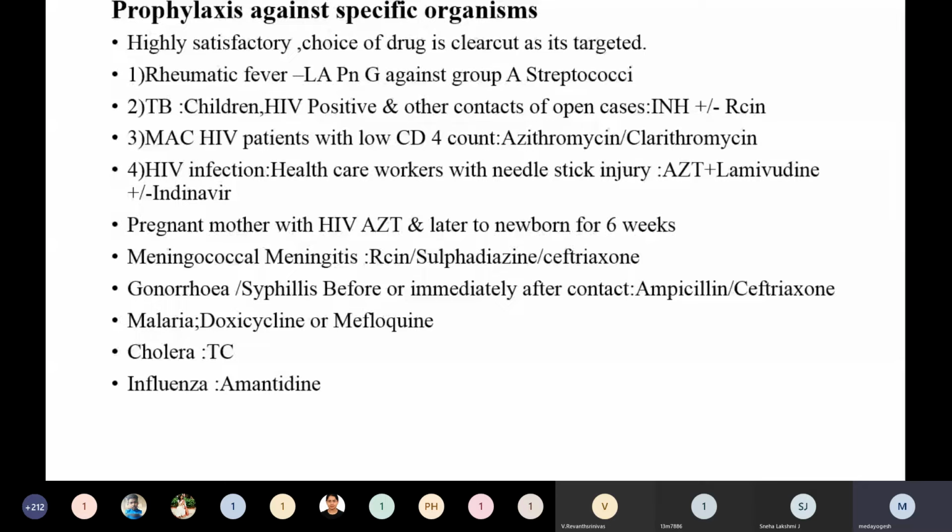A case of gonorrhea or syphilis, before or immediately after contact, we have to give ampicillin or ceftriaxone. As we know, in all endemic zones, we have to give prophylactic treatment for malaria with either doxycycline or mefloquine. In case of cholera, we use tetracycline, whereas for influenza, it is amantadine.